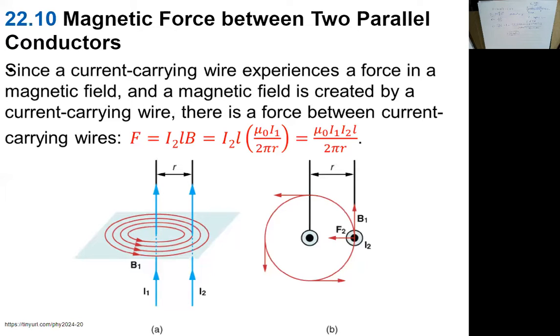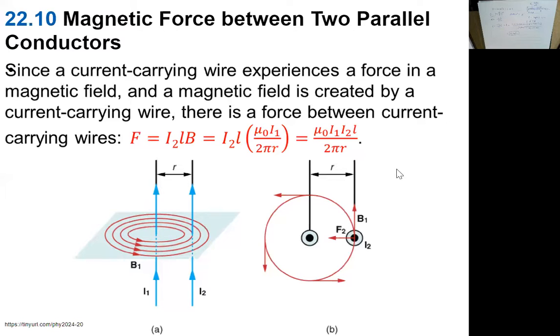And you can see now the second wire that carries current is in the magnetic field. We also learned that in a magnetic field, a current carrying wire will experience a magnetic force. So if you have two wires carrying current and they are close to each other, you can expect there's a magnetic force on each of them. To calculate it, you can first calculate the B field at the location of the second wire. That's mu naught I1 divided by 2 pi r.